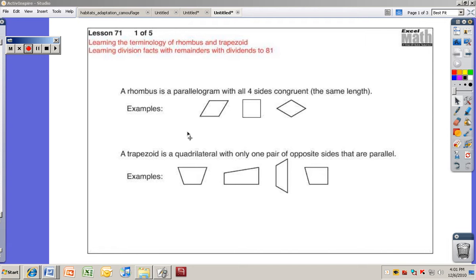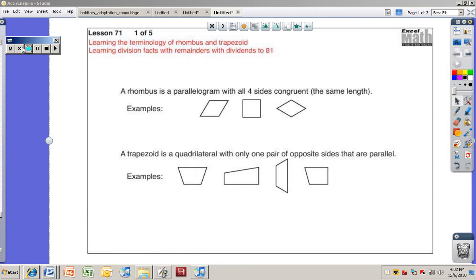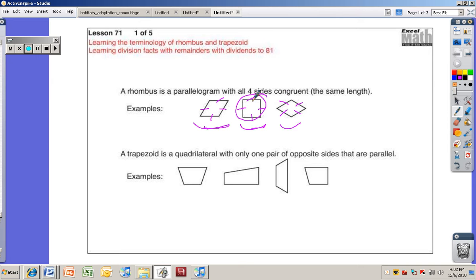A rhombus is a parallelogram with all four sides congruent. We've got the quadrilateral dance playing here in the background, so make sure you listen to this song. If you have the CD, it'll help you on this concept. A rhombus is a parallelogram with all four sides congruent. They all have the same length. So this is a rhombus because each side is the same. A rhombus can be a square or diamond too. That's what we sing in the song.